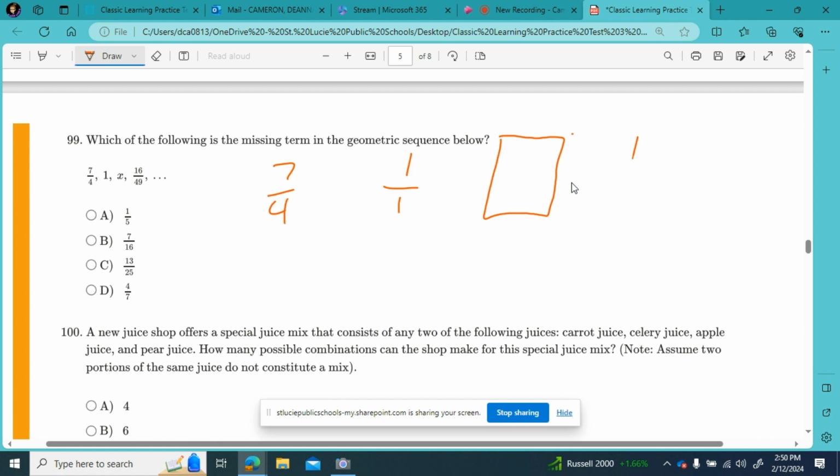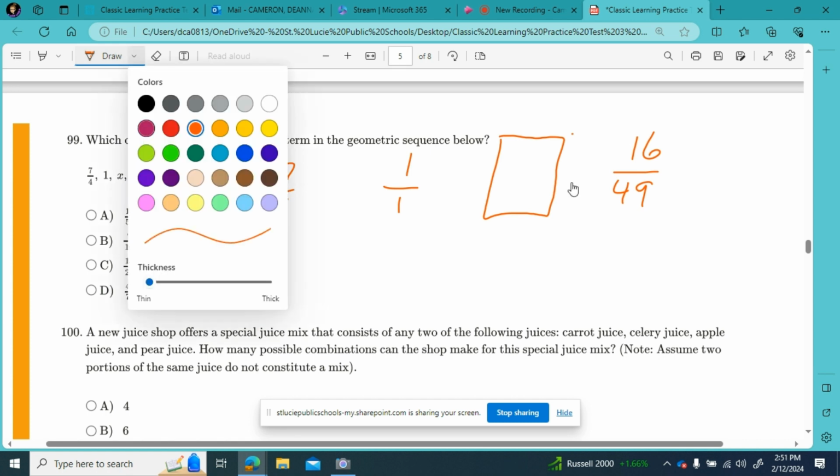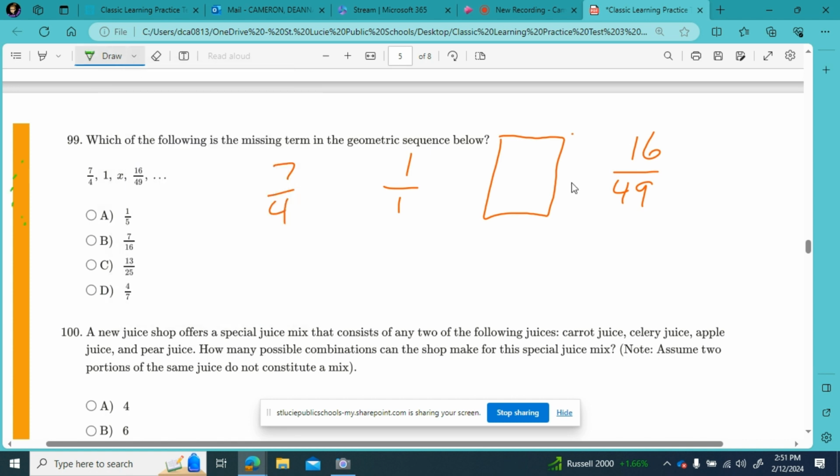And then we've got 16/49. And what can we multiply 7/4 by to give us 1/1? I think that's what this looks like. And so if I multiplied 7/4 times 4/7, I have 1/1.